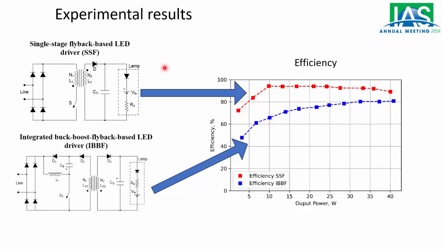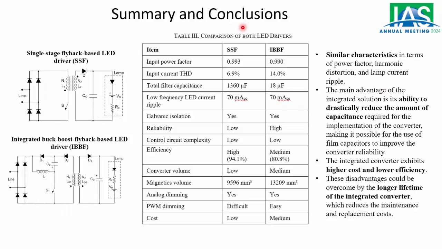And here we have the efficiency of both converters. The red line corresponds to the single stage flyback converter, and the blue line is the efficiency of the integrated LED driver. So we can see that the efficiency, of course, of the single stage is much higher, reaching nearly 95% at this peak value, and here at full power at the output this is something like 90% and this is something like 80.5%. So the efficiency is higher, but of course we have other disadvantages in the single stage LED driver as we have seen. So finally, summary and conclusions.